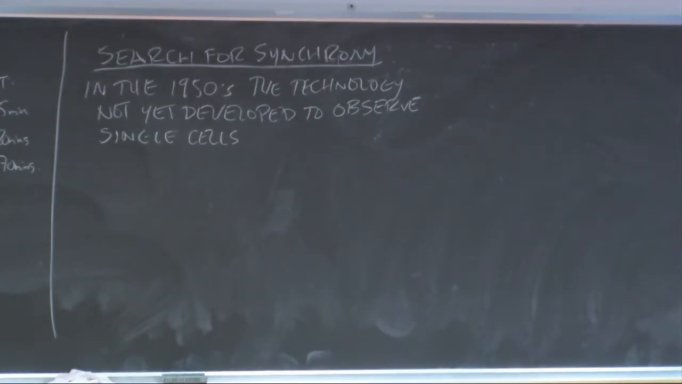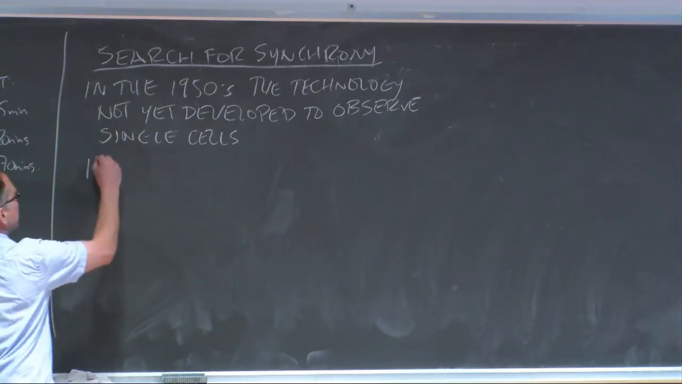And so the genius of the biologists at this time was that, well, maybe we don't need to observe a single cell carefully. What if we could synchronize a population of 10 to the 8 cells? Then we wouldn't have to worry about measurement noise or anything like that. We would have this large population, but they would be synchronized. It would be acting as though they were a single cell.